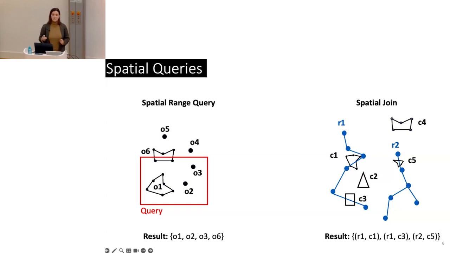Here we have a set of objects, and I have a data set here that contains both point data but also polygons, so region data. And my query is also an area on the map. So this is the red query rectangle that defines a rectangular region. And we want to find all the spatial objects that intersect with that region.